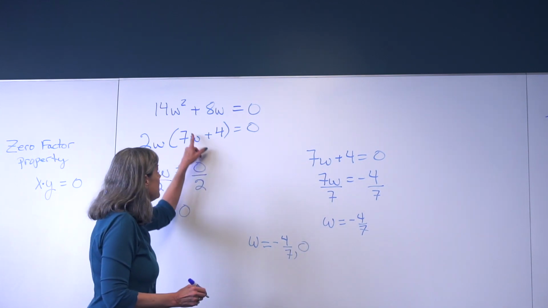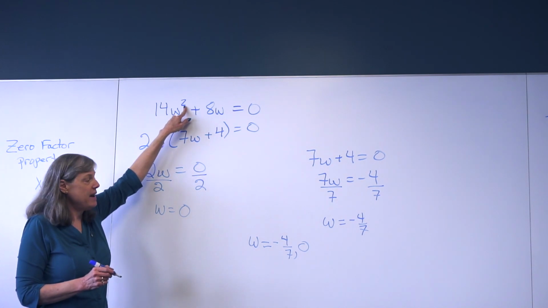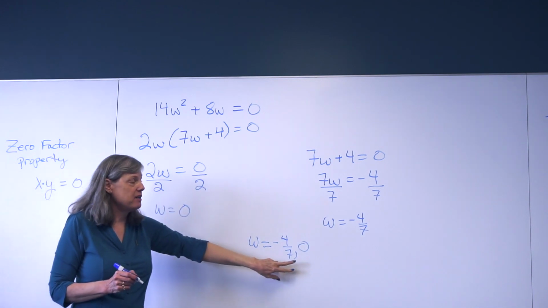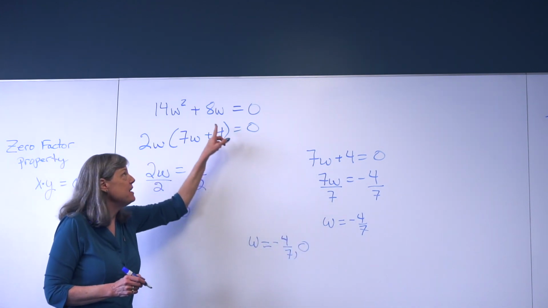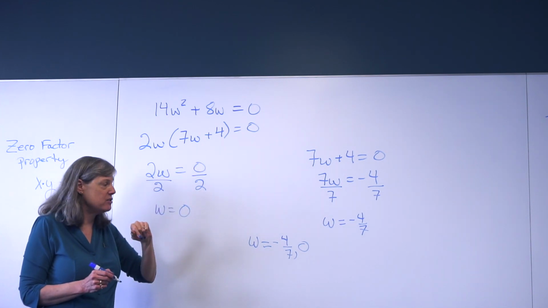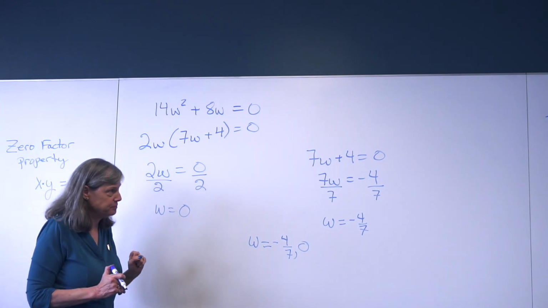So in this case, we have two answers. So when we have quadratics, if this is a square, we can expect two answers. If it's a 3, we can expect 3 answers. If it's a 4, we can expect 4 answers. There is one exception to that, and we'll get to that later.